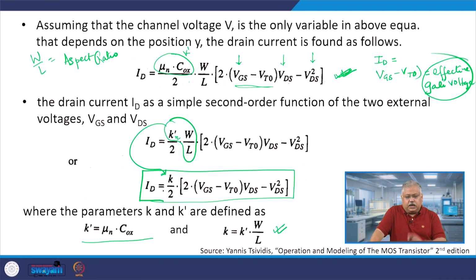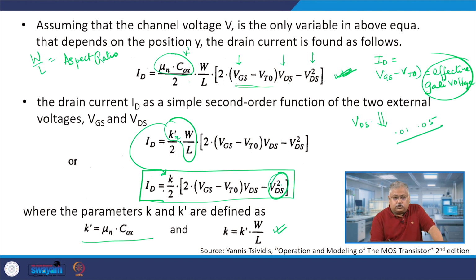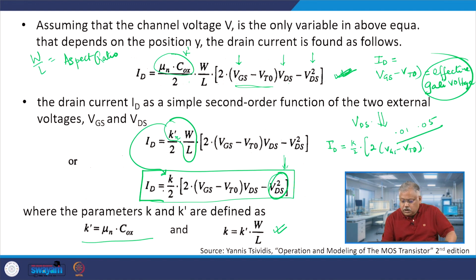Let's look at this expression here. If you look at this expression, when VDS is a very small quantity, let us say 0.01 or 0.05, this quantity actually vanishes, because the square of a small quantity will be still smaller. What you are left with is ID equals k by 2 times 2 times VGS minus VT0 into VDS, which means that the current is a linear function of the drain to source voltage.